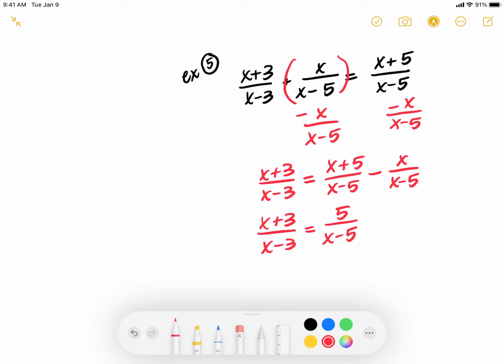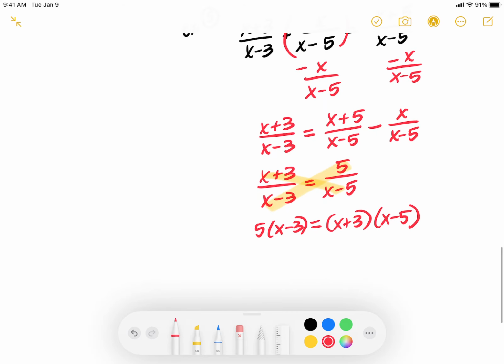So at this point, I want to clear the denominator. Another way you've heard of that before is cross multiplication. So because I have one fraction on either side, I can multiply these two together to be 5 times x minus 3 equals these two, x plus 3 times x minus 5. And let's solve that out. So distribute my 5. 5 times x is 5x. 5 times negative 3 is minus 15.